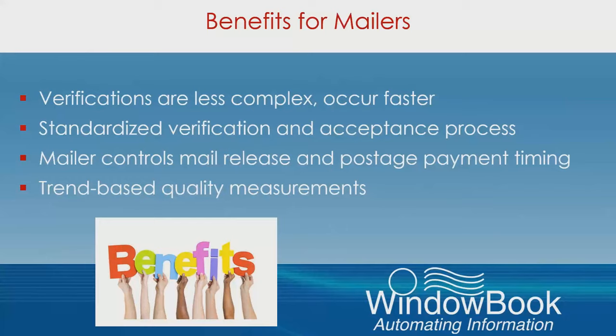And also, trend-based quality measurements in Seamless mean that mailers won't be penalized for issues within a single mailing. And since you have, or should at least during the Seamless parallel process, have tested the accuracy of your data before going live, your risk of having problems with your data or processes that would lead to assessments is actually lowered.